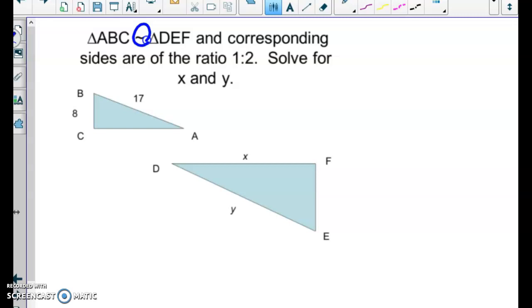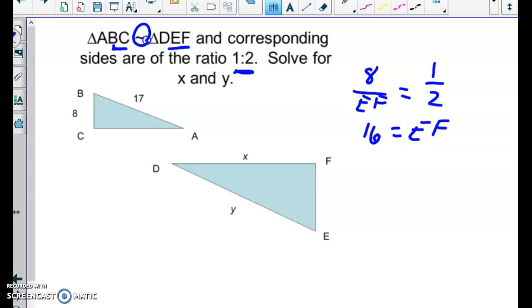we have 8 is to, in the ratio, BC, this side here, would be to EF, because they're the second two letters. So if I'm looking for EF, so 8 is to EF, and they tell us that the ratio is going to be 1 to 2. So we get the ratio is 16 equals EF, or EF times 1.